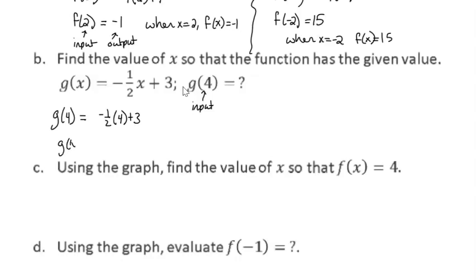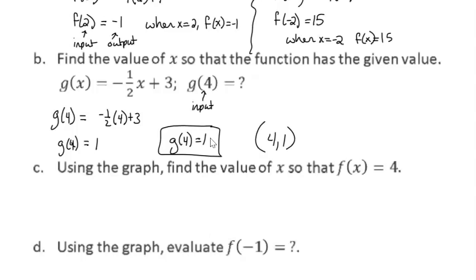So this g of 4 is literally just saying, hey, I plugged 4 into function g. Now this side is where the math is happening. So we do negative 1/2 times 4 plus 3, and I get 1. So g of 4 equals 1. What that means is when the input of 4 is plugged into function g, the output is 1. Or it's the same as this point, 4, 1. Inputs 4, outputs 1.